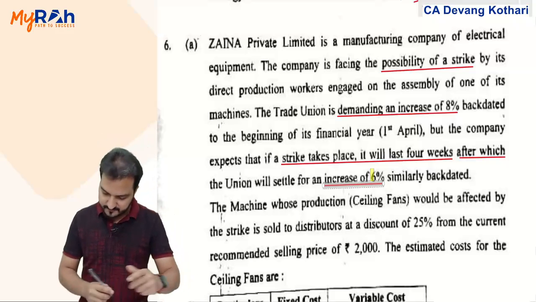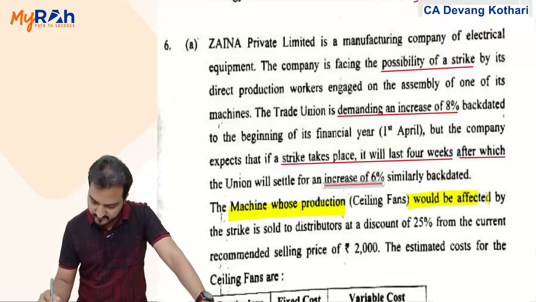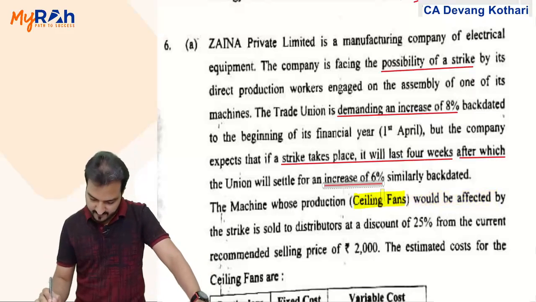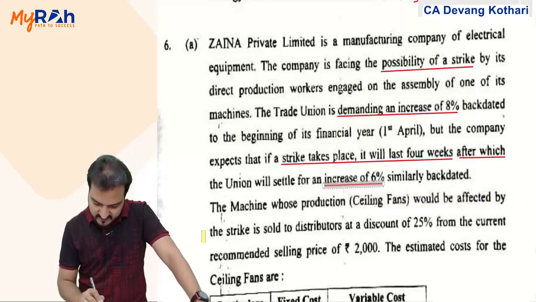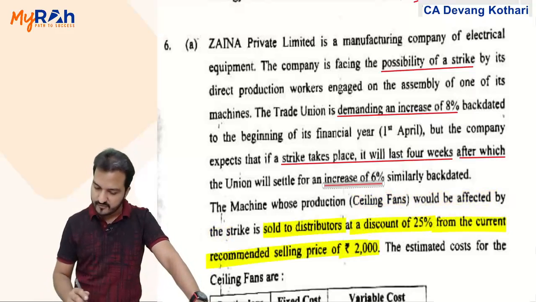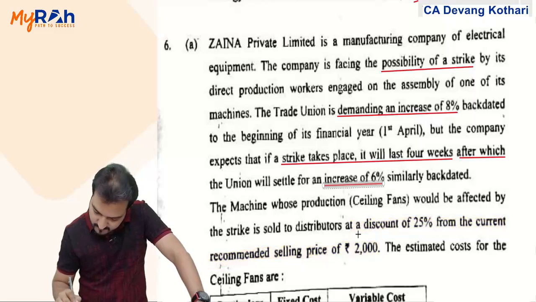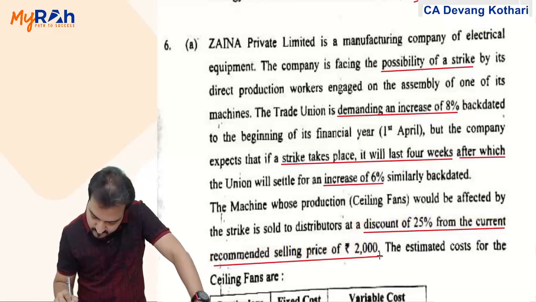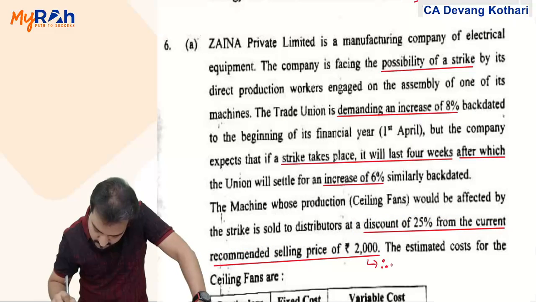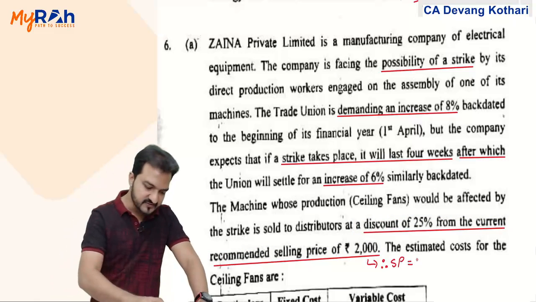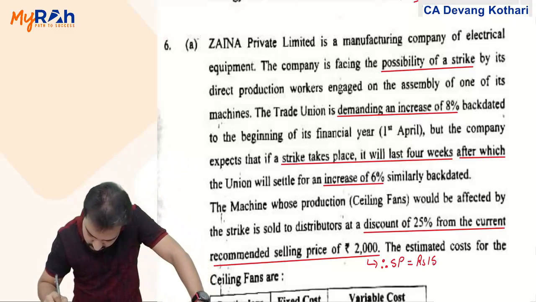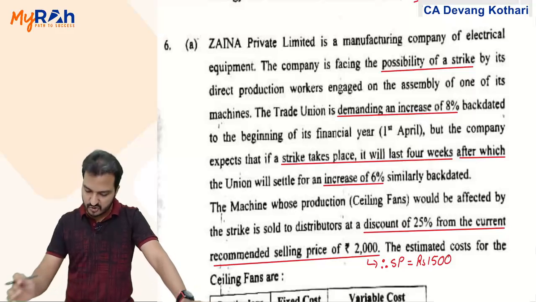Further, the machine whose production would be affected is ceiling fans. So your company is manufacturing ceiling fans. The machine whose production would be affected by the strike is sold to distributors at a discount of 25% from the current recommended selling price of 2000. So effectively, selling price is 2000 minus 25%, that is 1500. 1500 is the selling price of your product.